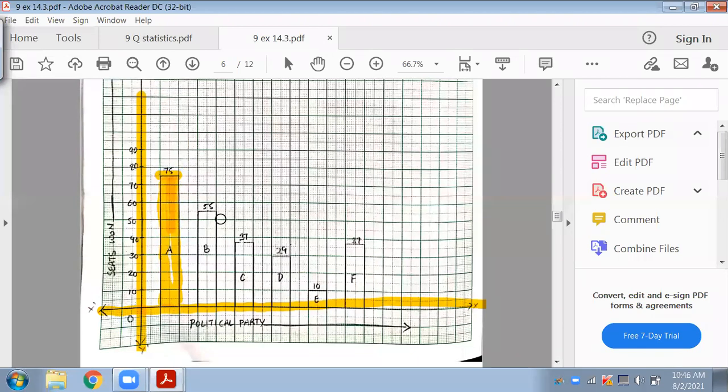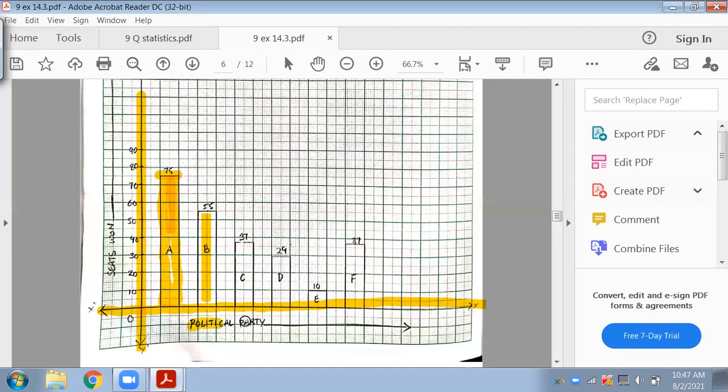The next frequency is 55. So leave one gap and draw the bar for the second political party, that is B, and it is how much? It is 55. So you're going to draw the bar till 55, write B inside and 55 on the top. Next, C is 37. Next, D is 24. E is 10. F is 37.